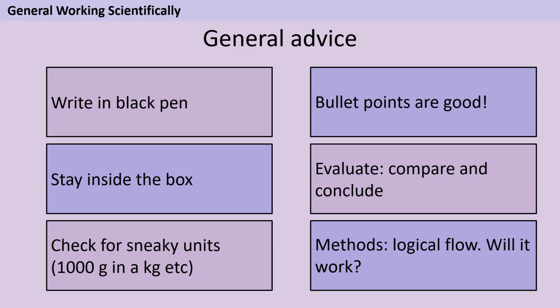If you have to write a method, say for one of the required practicals, then make sure there's a logical flow to it. A really good way of doing this is to give your answer in the form of a numbered list of instructions. And then if you realise you've written things in slightly the wrong order, you can just change the numbers. That makes it really clear what you're doing.